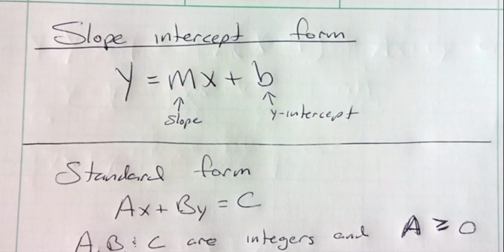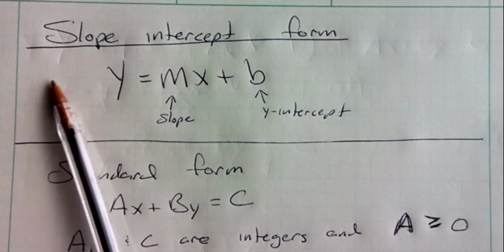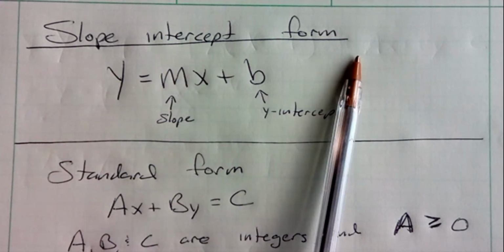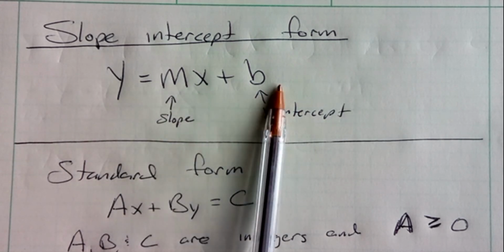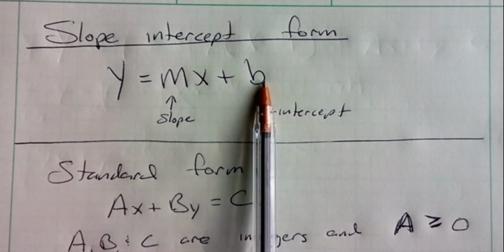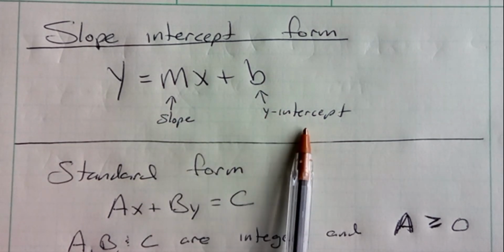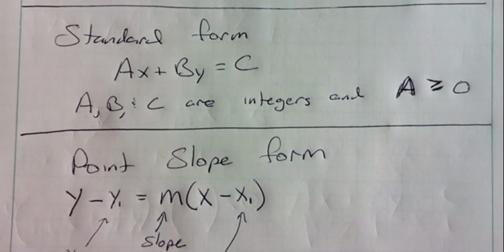Welcome. Today we're going to introduce the point-slope form of a linear equation. But as a quick review, we've learned the slope-intercept form, which is y equals mx plus b, where m is the slope of the line. This b value is the y-intercept.